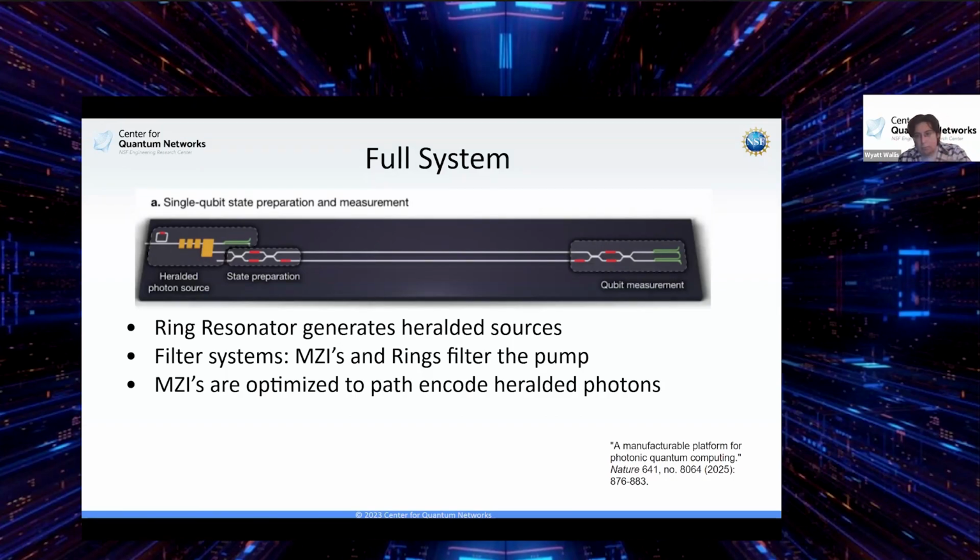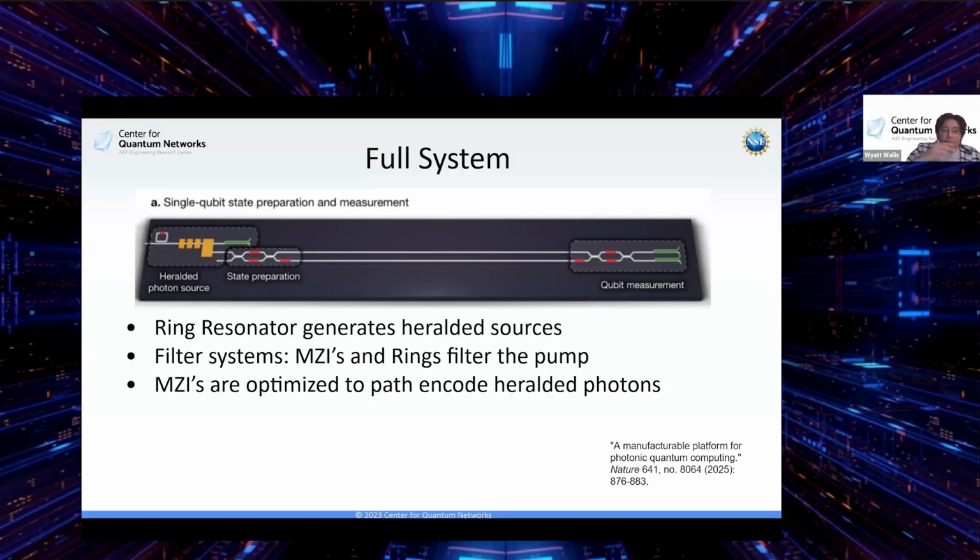This is a diagram from one of the company PsiQuantum's papers. What it's essentially doing here is making the heralded photon source. It's using the ring resonator to generate the EPR pairs. I know it says heralded sources, but it generates the EPR pairs, which are then heralded. Then what we see in yellow there is a filter system, which is several MZIs and several rings that are used to filter out the pump.